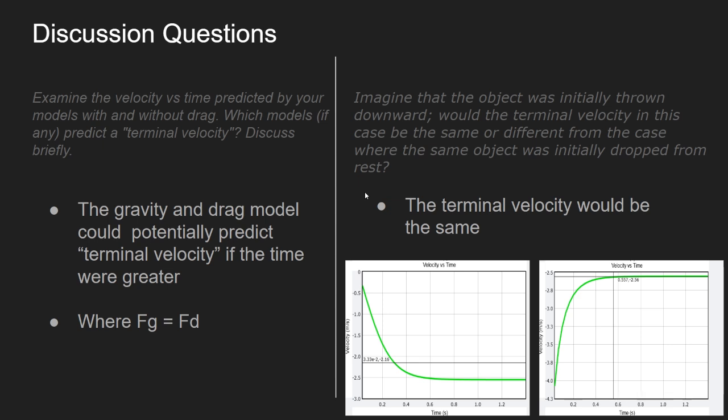The first one: is there a model that predicts a terminal velocity? The answer is yes. The gravity and drag model can, where the force of gravity equals the force of the drag, and that means there would be a constant velocity, which happens at around here. For the second question, if there was an initial downward velocity, in this case I think I chose 0, negative 5, 0 for the initial velocity. It still ends up at the same velocity, around negative 2.5, and it happens at the same time.